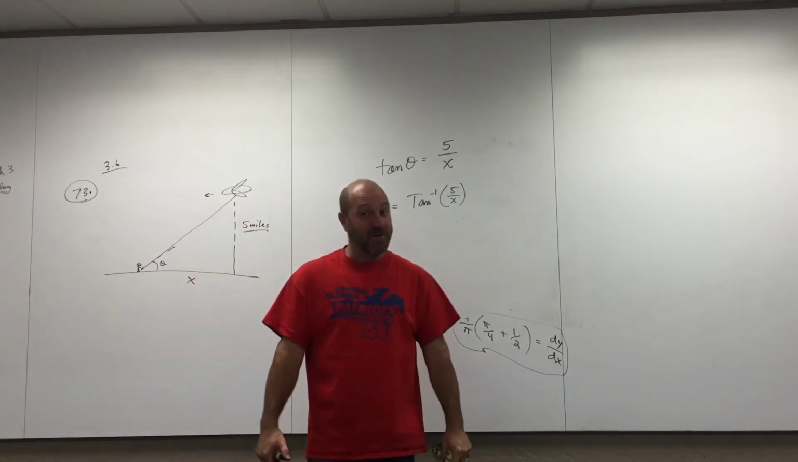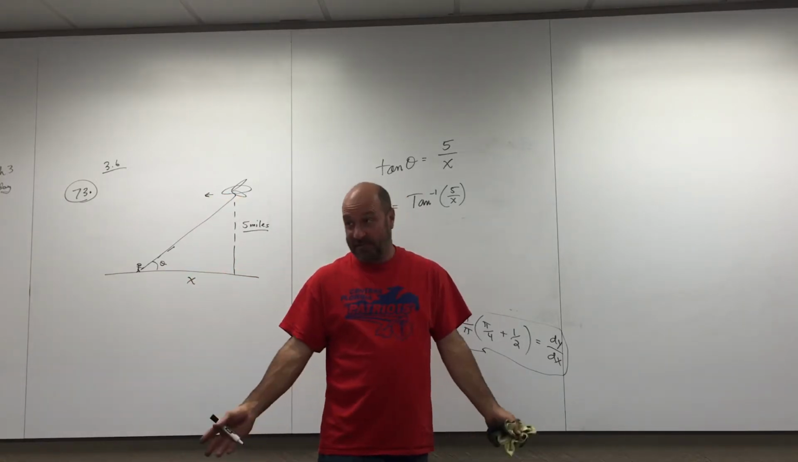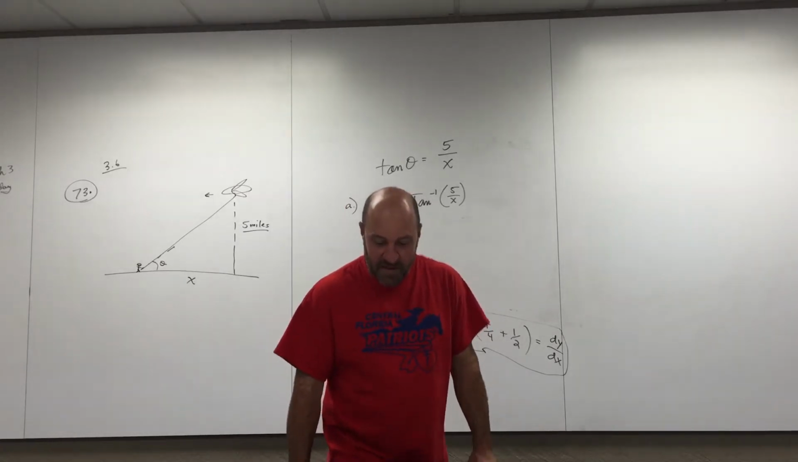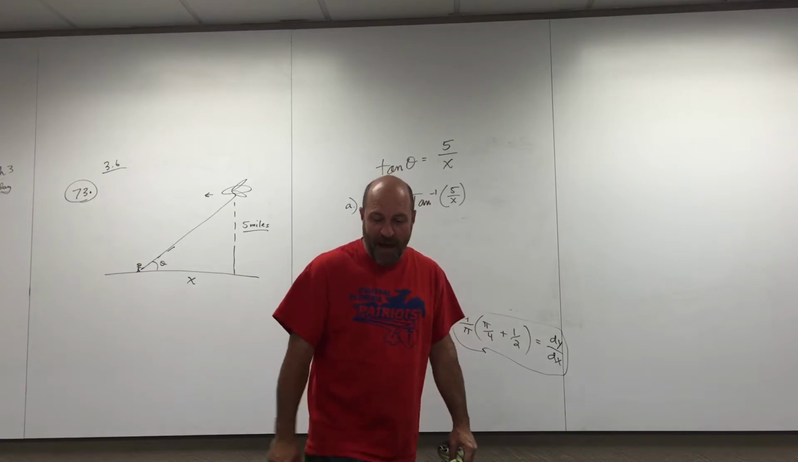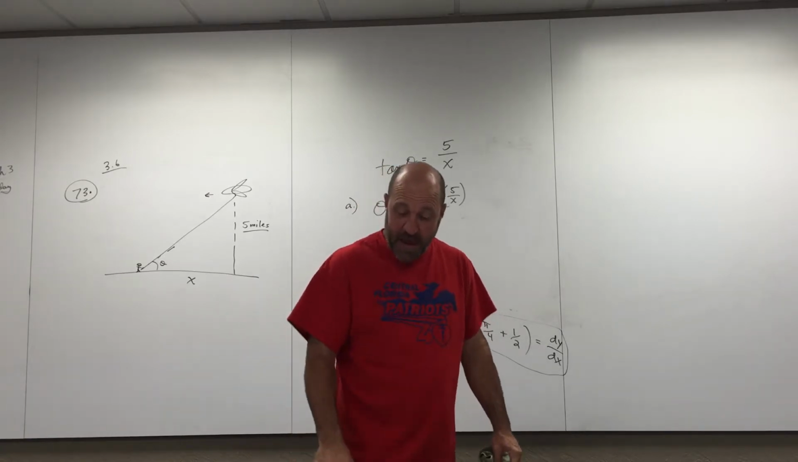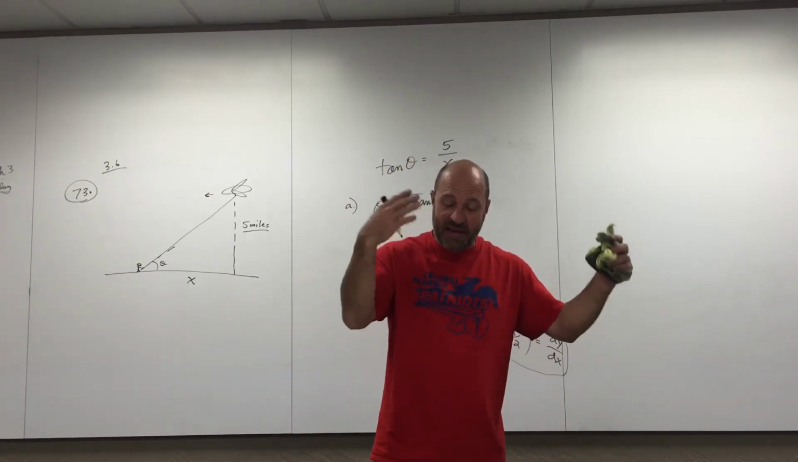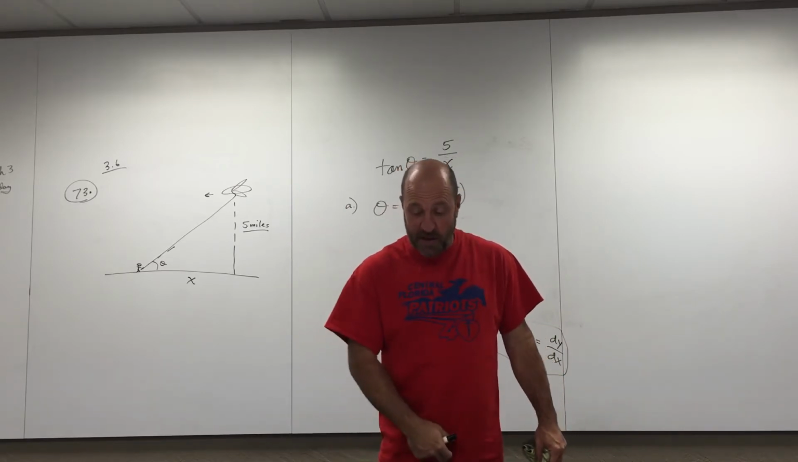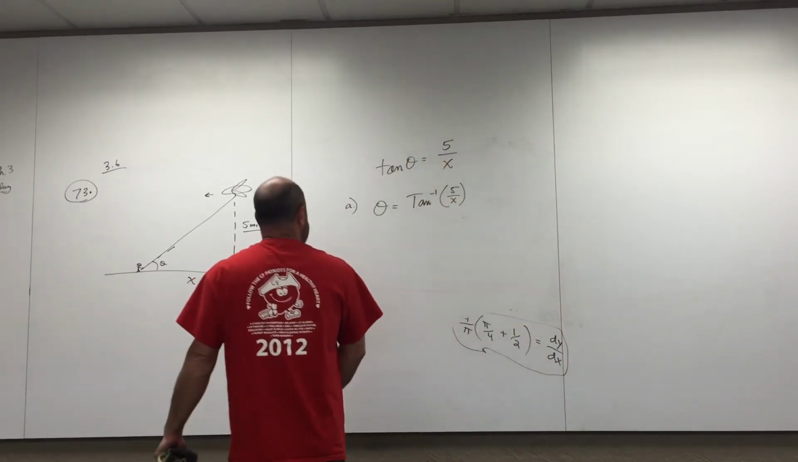Part B probably wants me to do a derivative. Probably. What is it? Let's see what it says. The speed of the plane is 400 miles per hour. That's interesting. And then they want me to find d theta dt when x is 10 and when x is 3. They want me to find d theta dt.